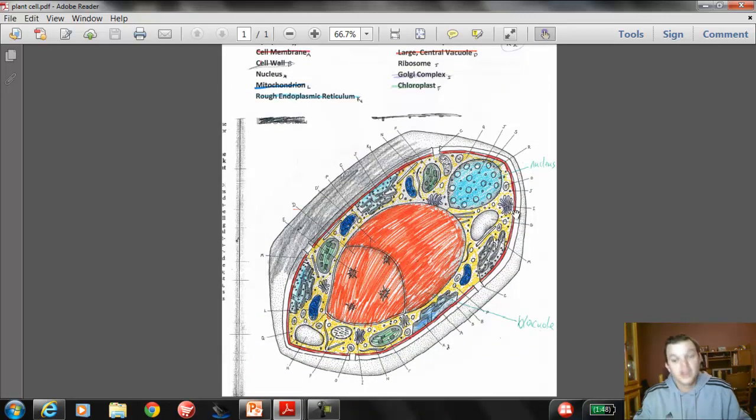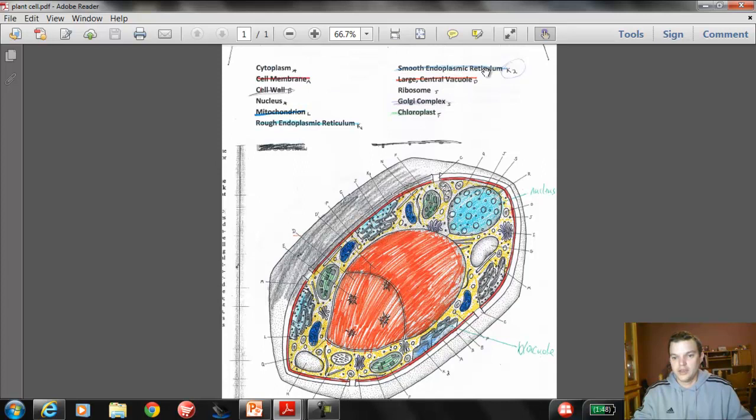Ah, that's what they were using for the Golgi. If you've already gone through and colored it, let's not throw a big fit. Let's not start throwing colored pencils at one another. Just change the labels because appearance-wise, they're very similar. So just change I to smooth ER and change K2 to the Golgi. It's not that big of a deal.